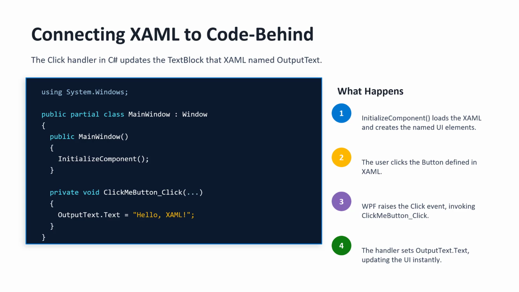So this is the complete loop. XAML declares the UI and wires up the event. C# implements what happens in response, and the two come together seamlessly at runtime. And this is essentially the simplest example of event-driven programming.